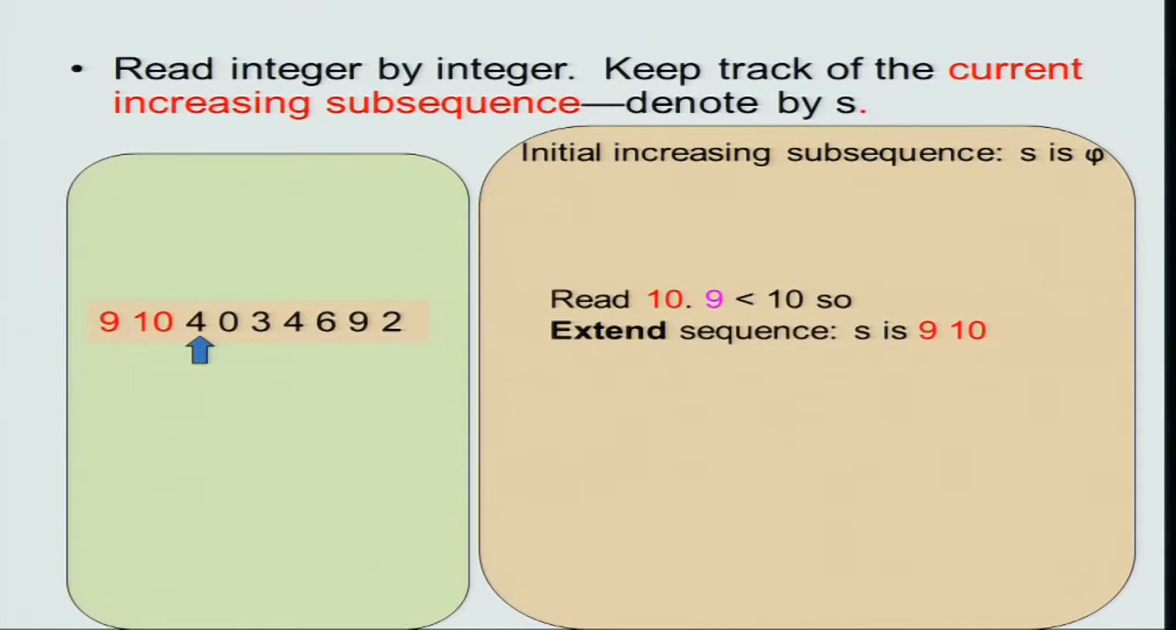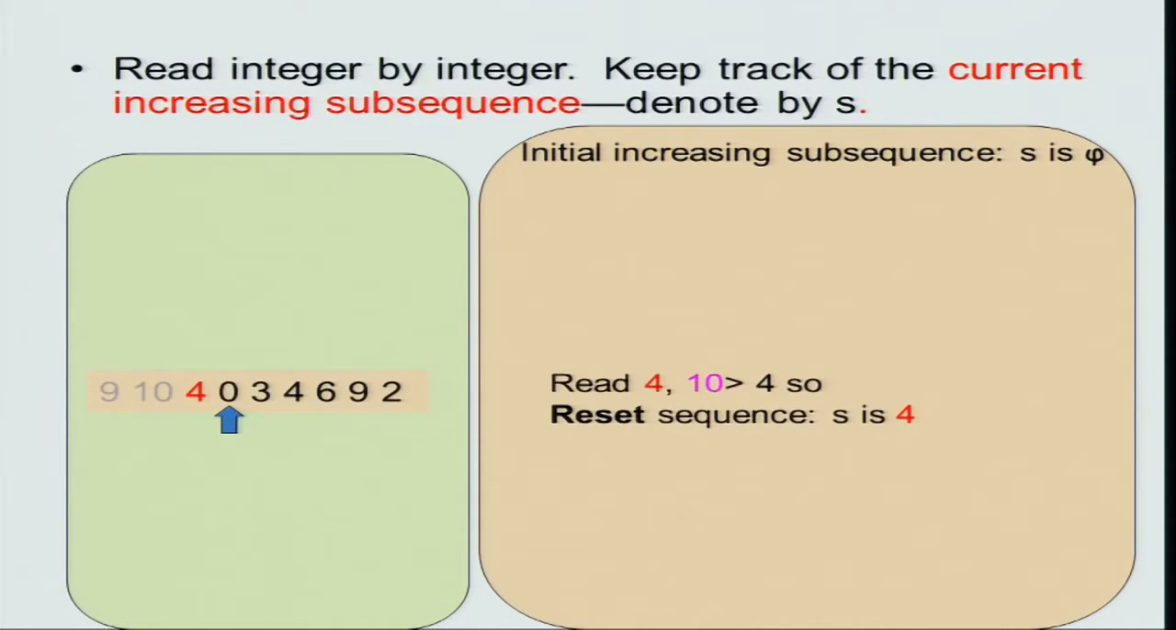10 is greater than 9, so you extend S. Okay. Read the next number, 4. 4 is less than 10, right? So 9, 10, 4 cannot be an increasing subsequence, therefore you break the subsequence there. Okay. So 9, 10 is a different subsequence. Now you start a new subsequence which is 4. So the current subsequence is just 4.